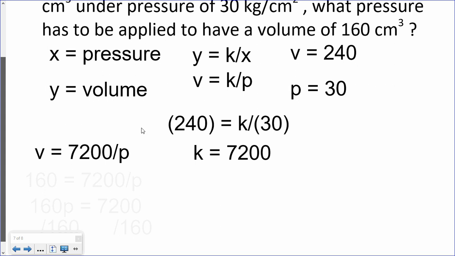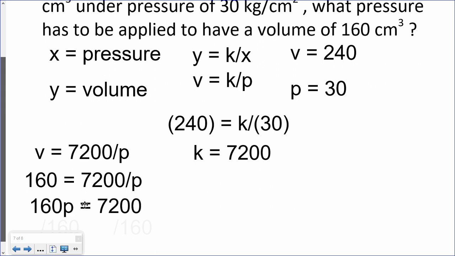So if I'm trying to find out the P value when I have a pressure of 160, I'm going to plug in the 160 and then solve for P. Now P is in this denominator. I need to get that out of the denominator, so I multiply both sides by P. So now I have 160 P equals 7,200.